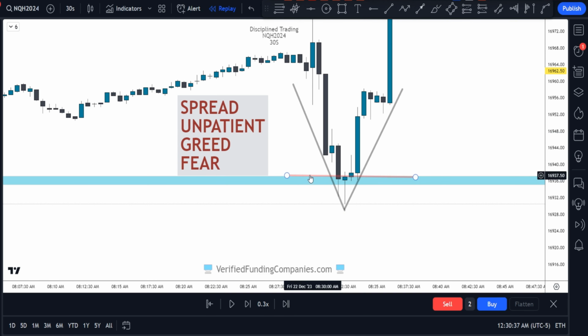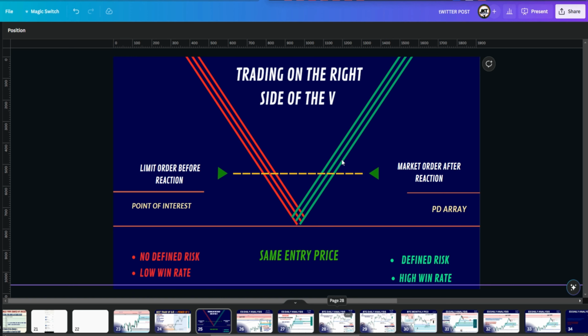I want to get the best possible entry so I can get the most possible profit out of the trade. That's not a good way to trade. Really consider trading on the right side of the V, guys, or the right side of the A. There's really no benefit to you on the left. I can't think of one benefit, honestly. If you guys know of a benefit that I'm missing, please comment in the comments below.